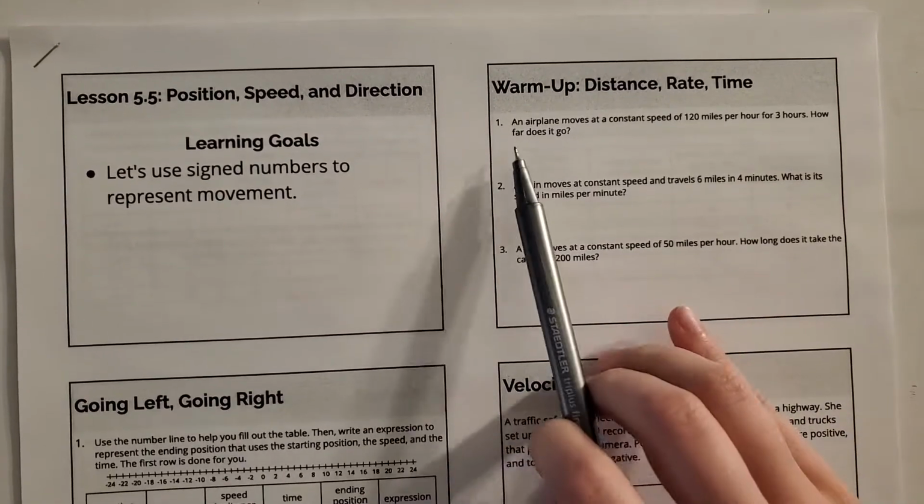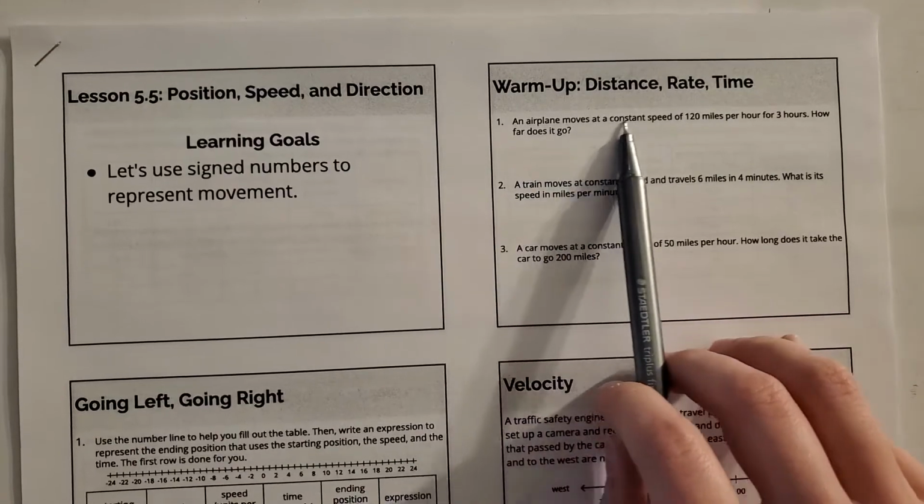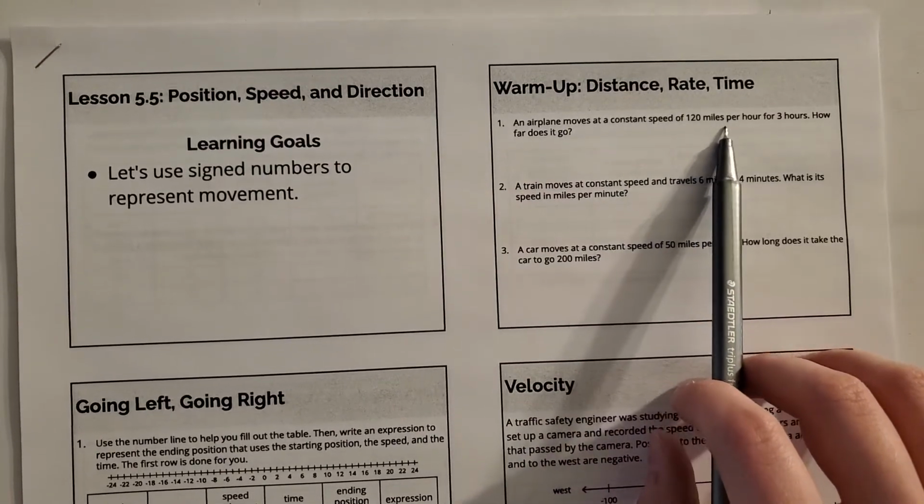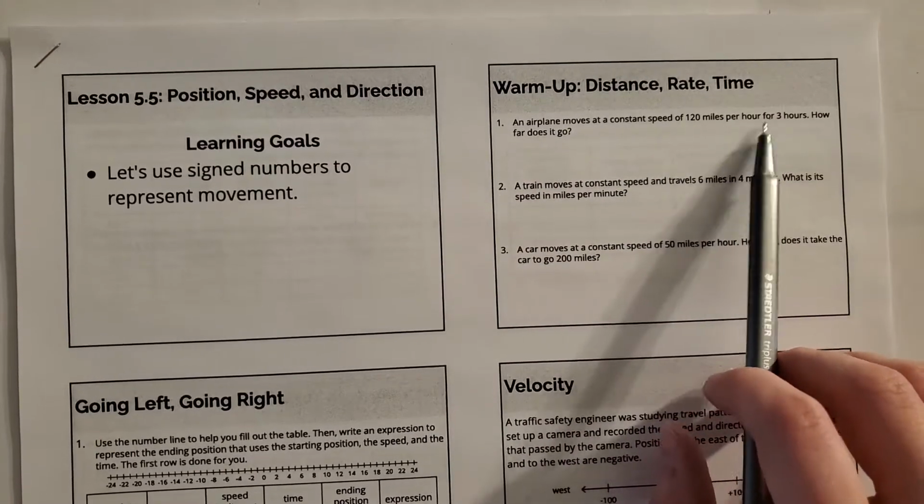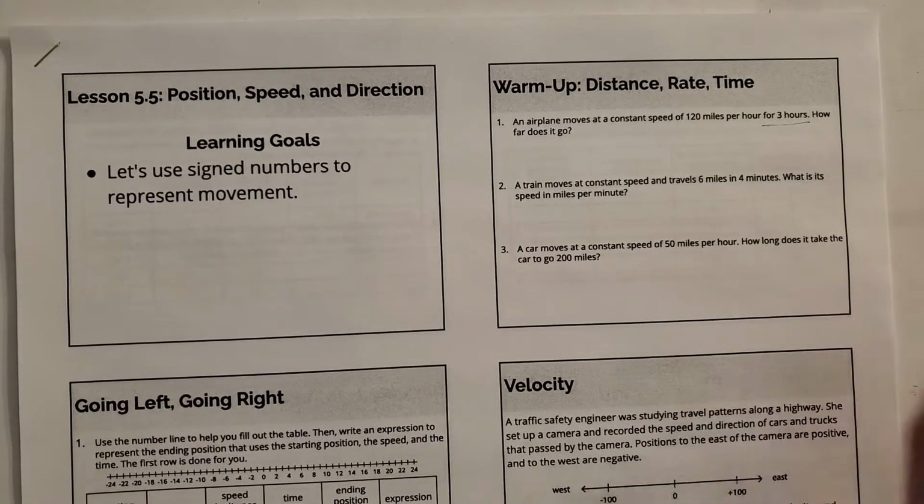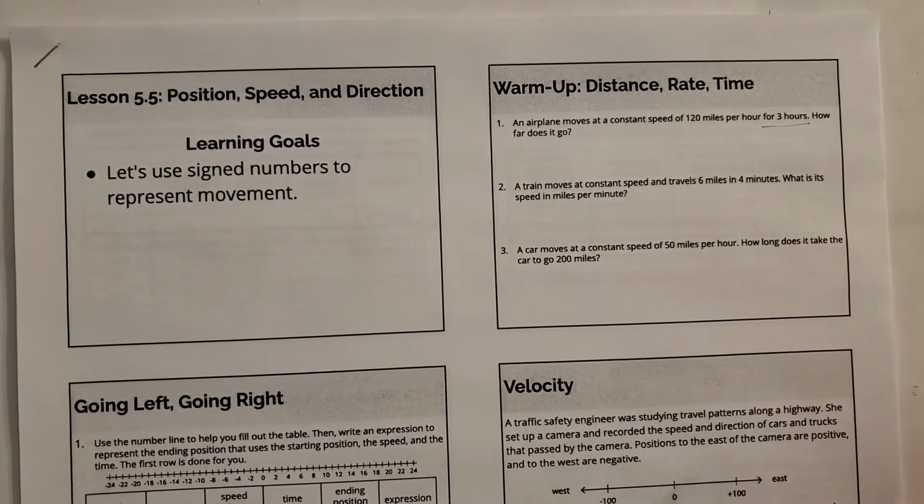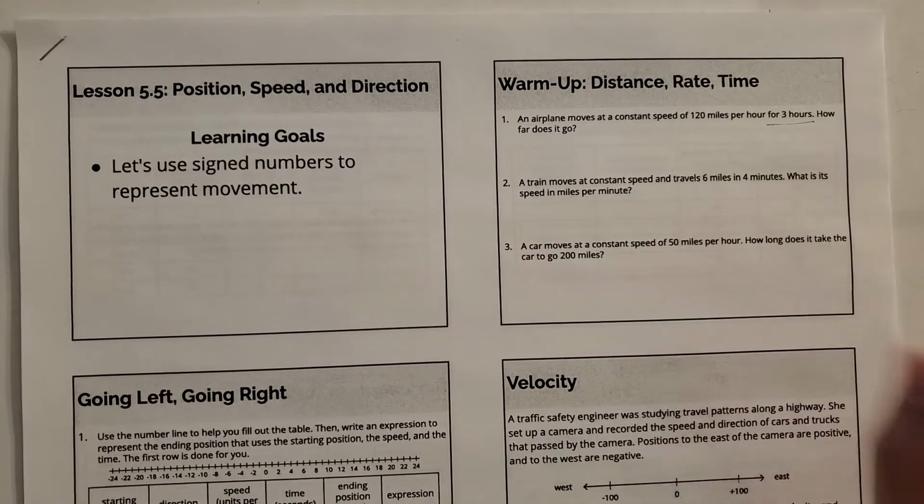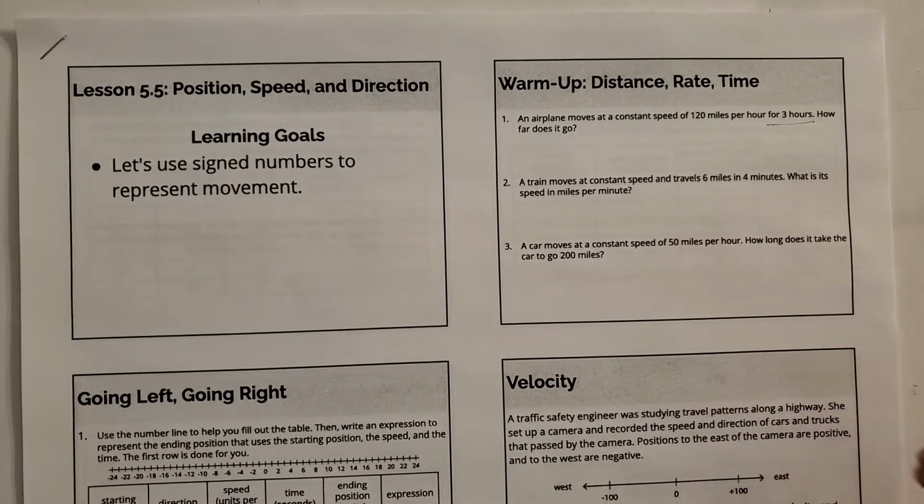And so the first question, an airplane moves at a constant speed of 120 miles per hour for 3 hours. How far does it go? So we know the speed and we know the time, and we're trying to find the distance.